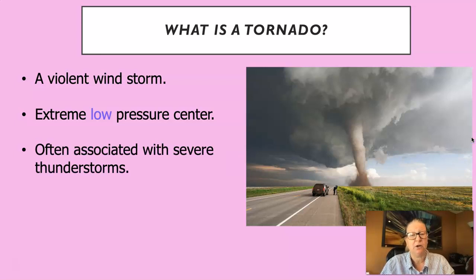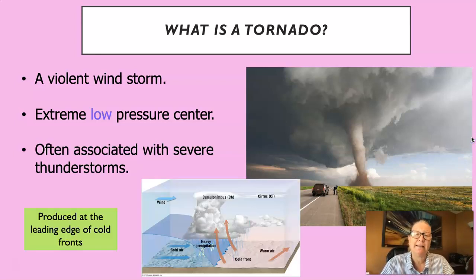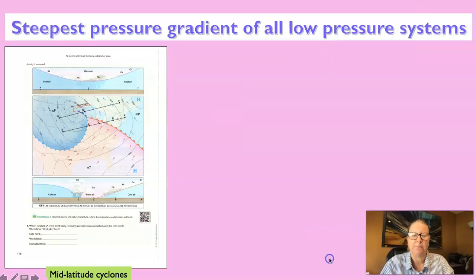Remember from the last video that thunderstorms are produced at the leading edge of cold fronts. So here we have a cold air mass moving into warm air. That's the definition of a cold front. And so warm air is being pushed up, forming cumulonimbus clouds. And if this is an intense precipitation event, we might get a tornado.